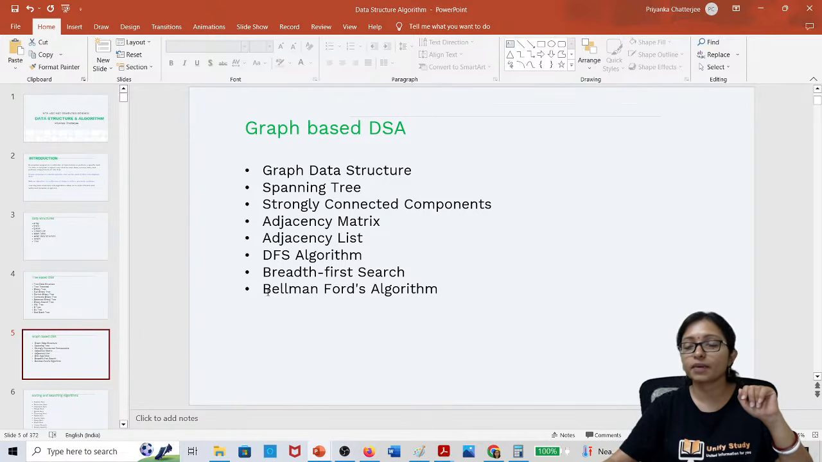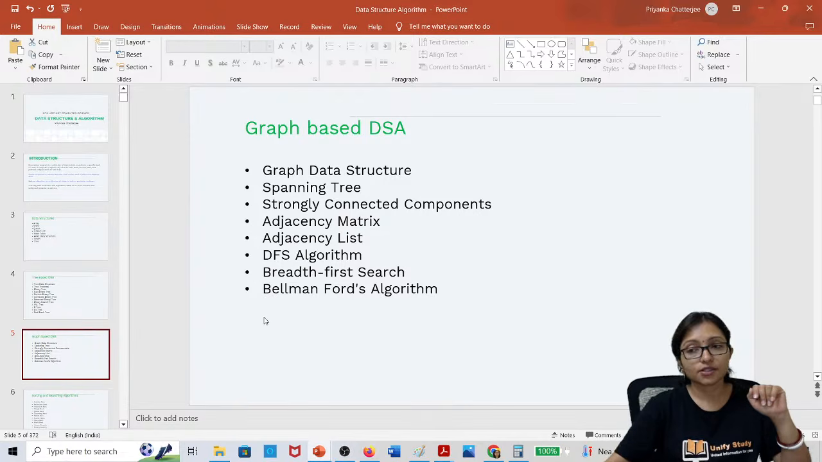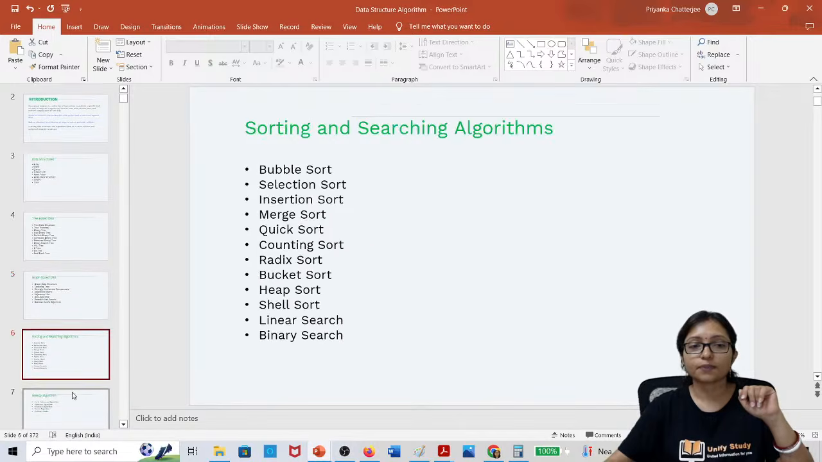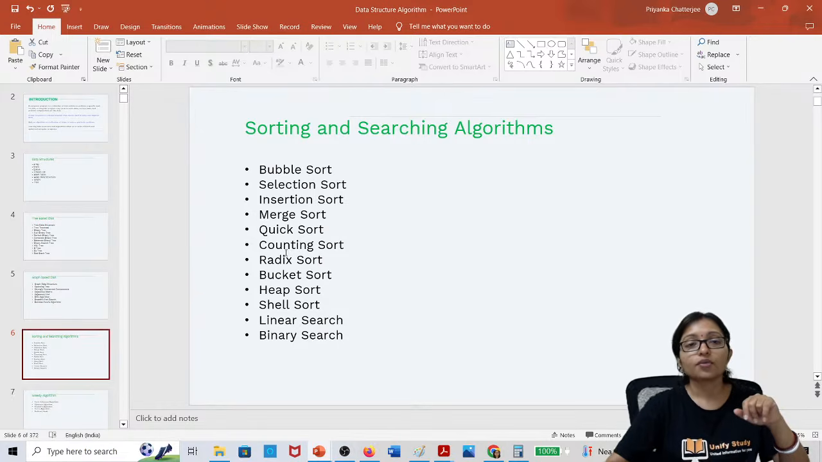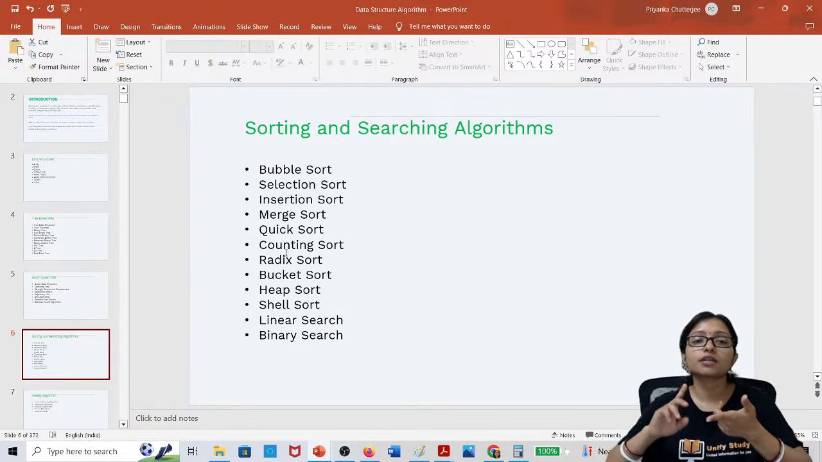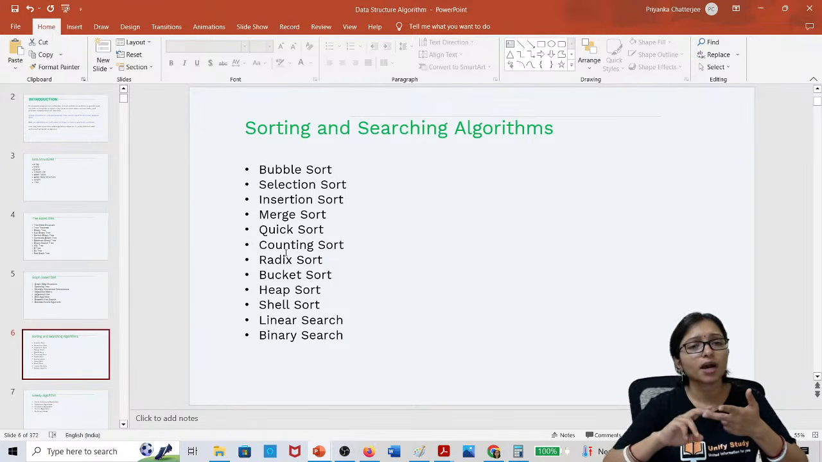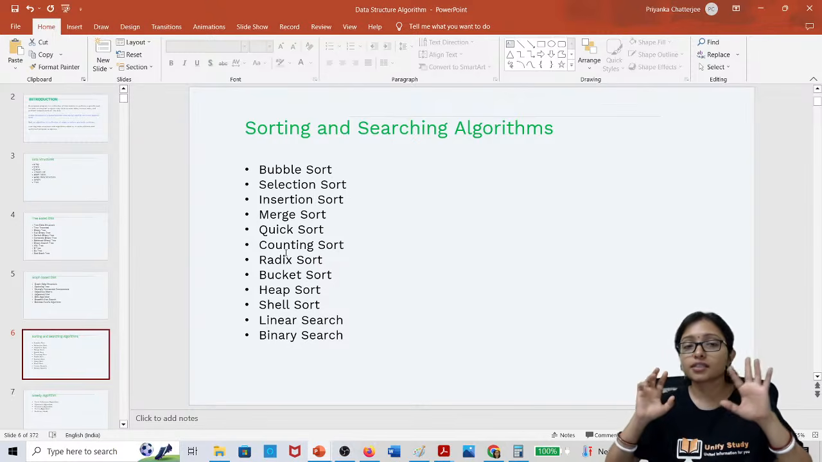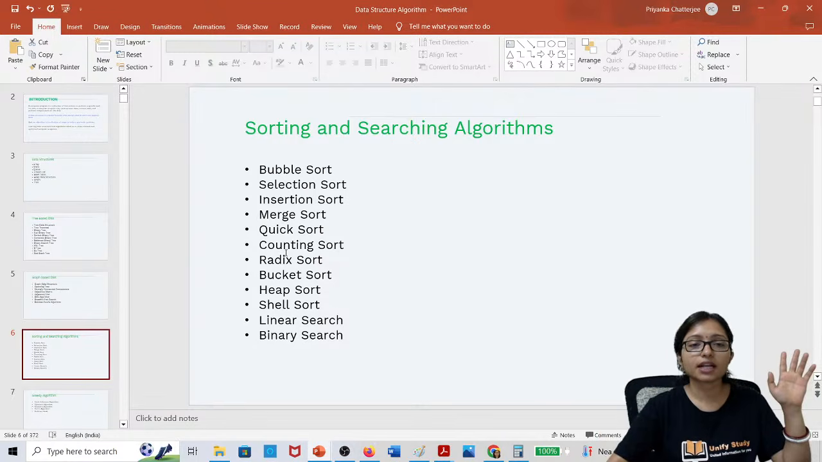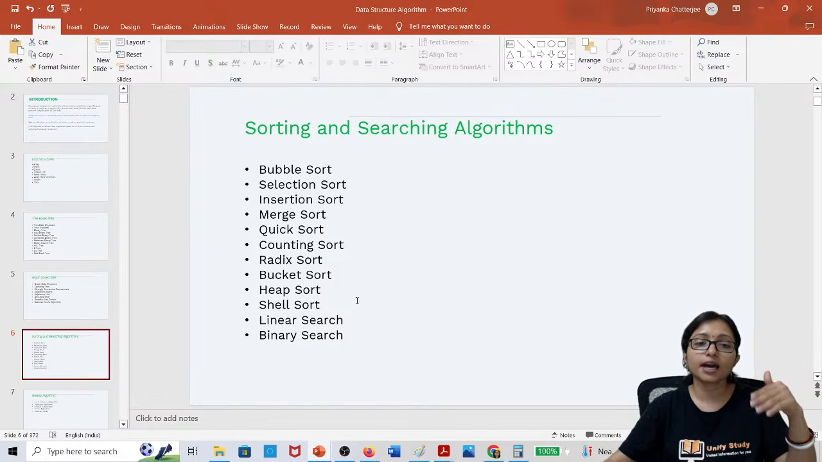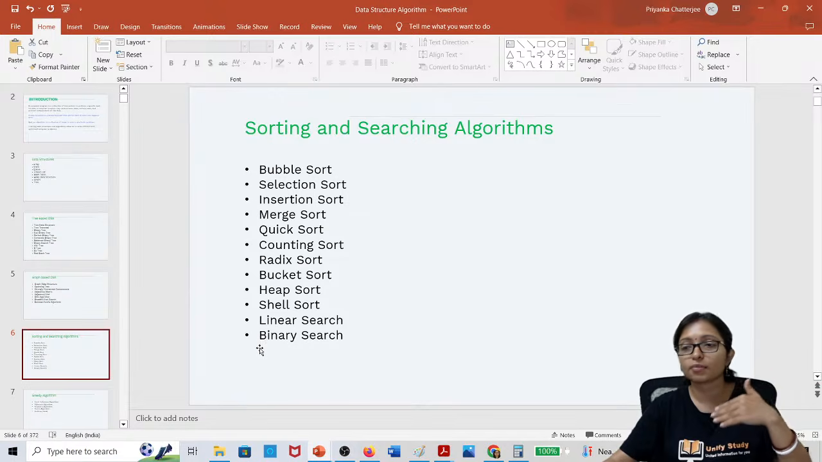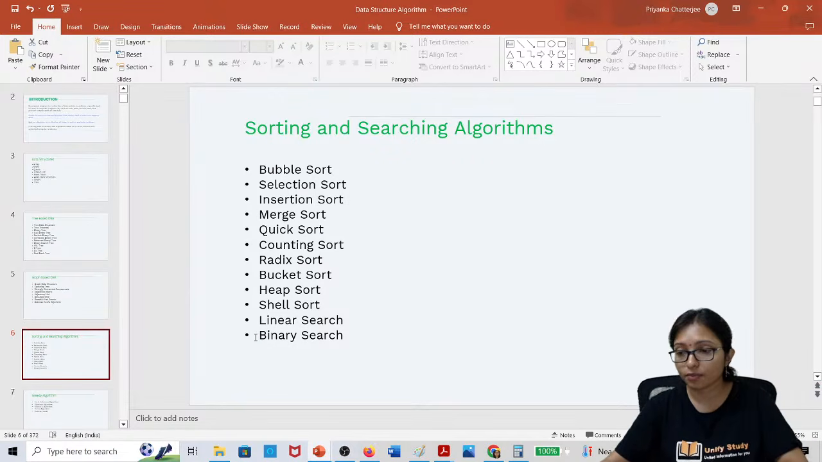Next important is the Bellman-Ford algorithm. This is also a very important algorithm. And other than that, whatever is coming in searching and sorting. For searching, sorting: bubble sort, selection sort, insertion sort, merge sort, quick sort, these are very important. After that the counting sort, radix sort is there, but they are not that important. Rather than that, your binary search, bubble sort, selection sort, merge sort, these are very important.